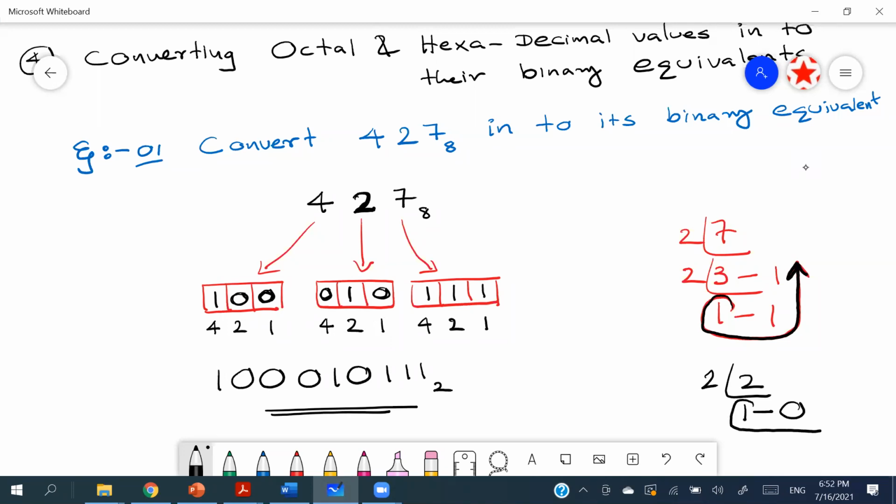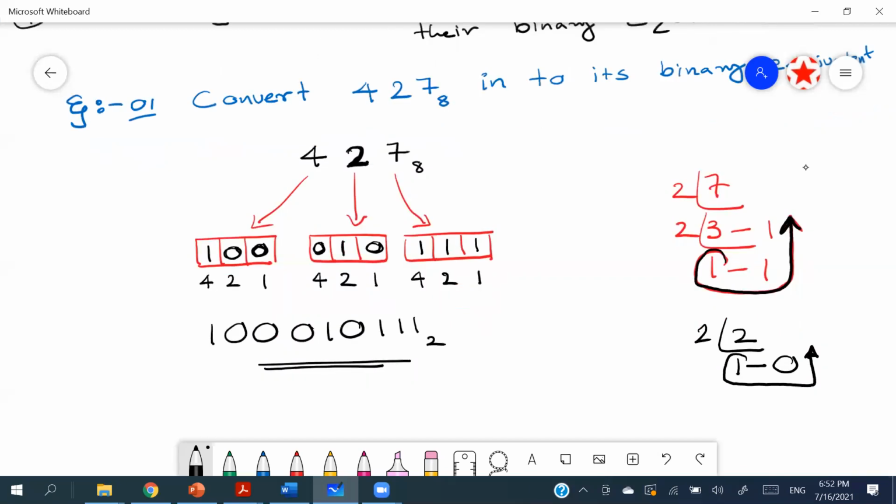You can write 1, 0 for 2, but our method is writing the particular octal value using 3 bits. So to represent 2, we have 1 and 0, but we have to fill another 0 at its left, because we need 3 bits to represent one particular symbol of the octal.